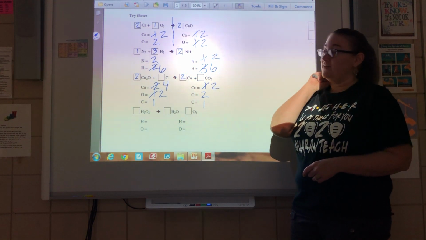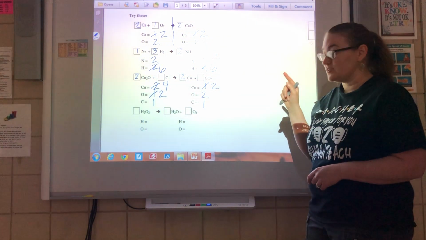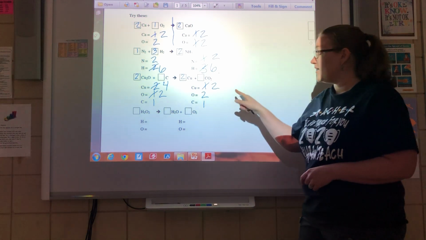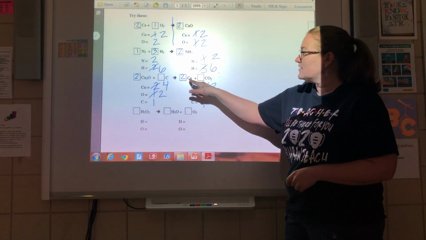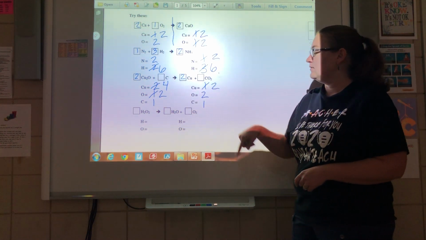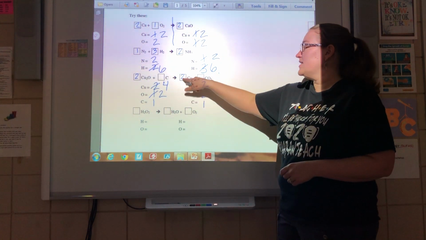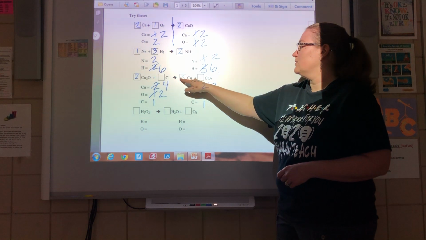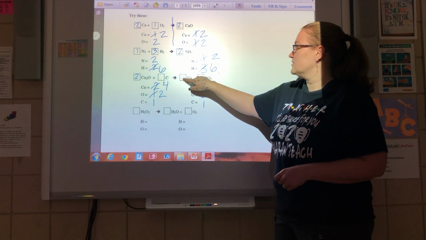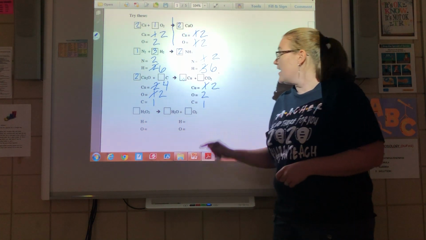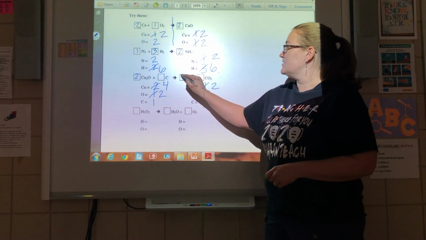Now you've got to change the copper. So now, this is why an eraser is so important. Now I've got to go back. How do I make this 4 copper? Add a coefficient of 4. Replace the 2. I've got to get rid of this 2. There we go. I've got to get rid of that 2 and replace it with a 4.